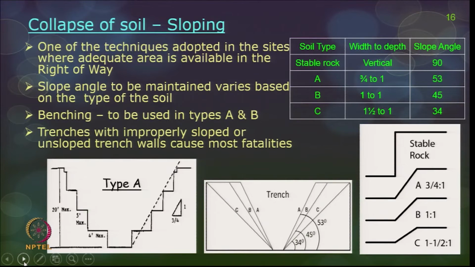Now, let us talk about types of soil and also sloping as a precaution to prevent the collapse of soil. So, for type of soil, A, B, C are the three types of cohesive soil. We are only going to talk about the cohesive soil. For any stable rock, you need not think of sloping. Sloping is only to give a slanting nature to the soil cut. By nature itself, the soil cave-in will not happen.